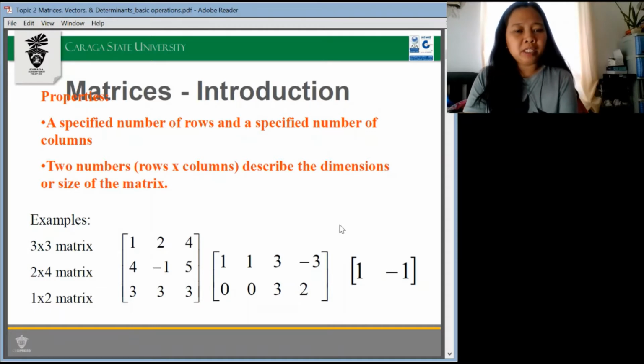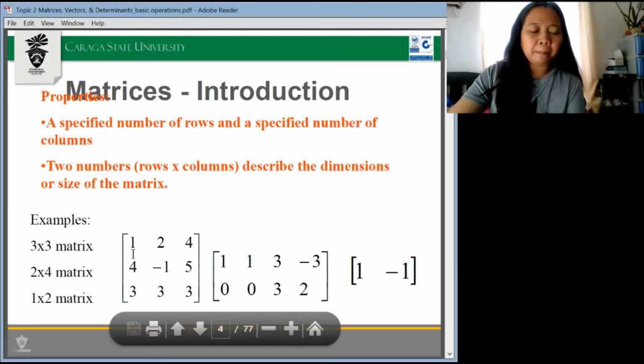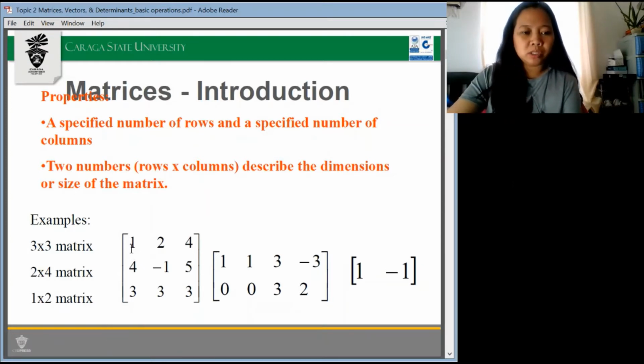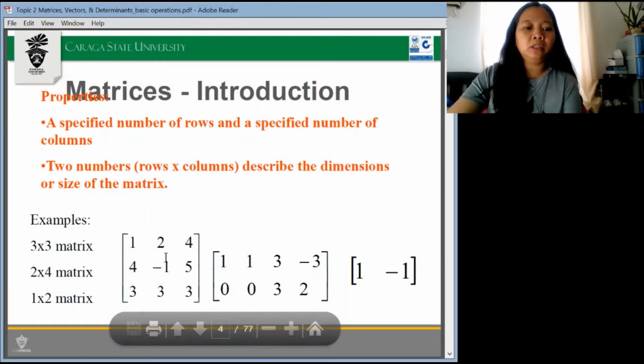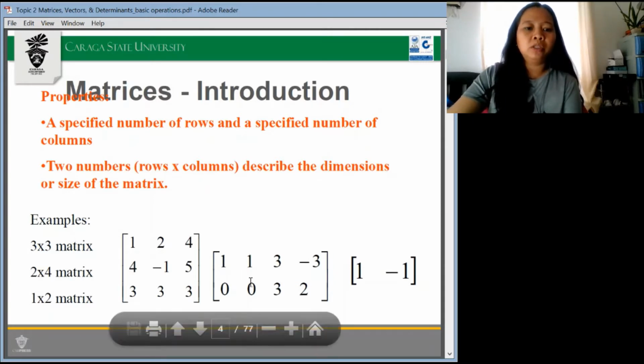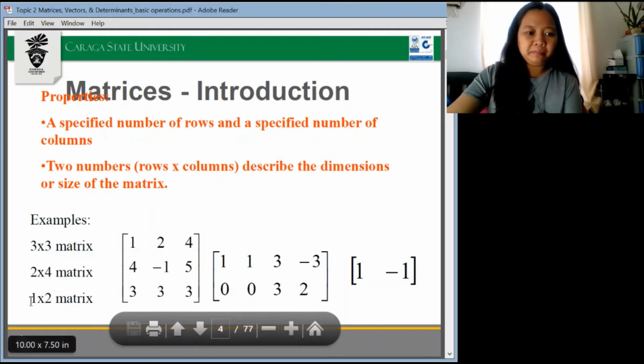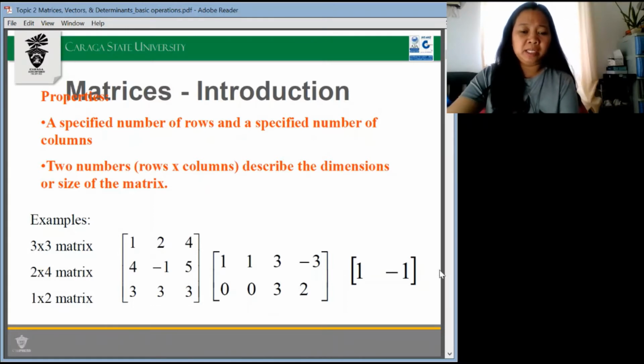So there are properties of a matrix. We have a 3 by 3 matrix: 3 rows, 1, 2, 3, and 3 columns, 1, 2, 3. That's a 3 by 3 matrix. We also have a 2 by 4 matrix: 2 rows, 1 and 2, then 4 columns, 1, 2, 3, 4. And also we have a 1 by 2. So this one is an example of a 1 by 2.